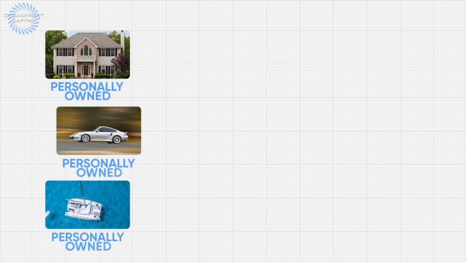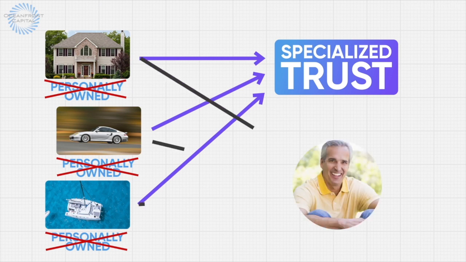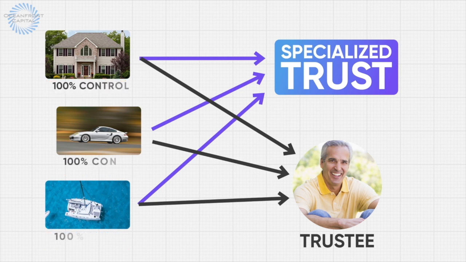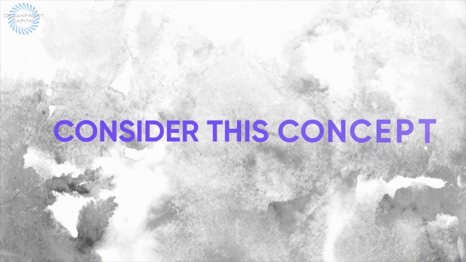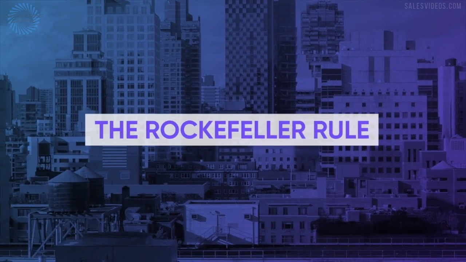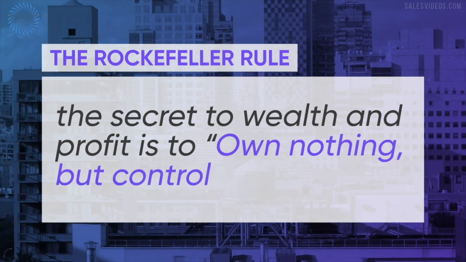What if you could sell your assets over to a specialized trust so that you no longer personally own them? Now, don't worry, you still control everything as the trustee in this unique trust. You still have 100% control of the asset. The only difference is you no longer own it. The trust does. Consider this concept. In the world of business, there is a rule called the Rockefeller Rule, which states that the secret to wealth and profit is to own nothing but control everything.